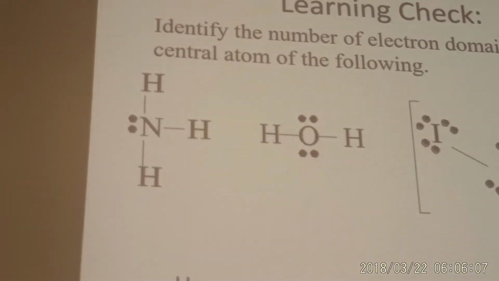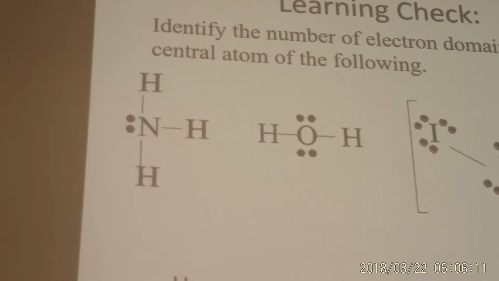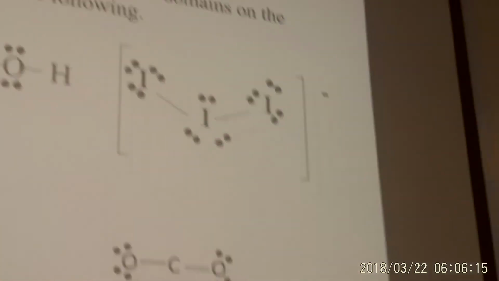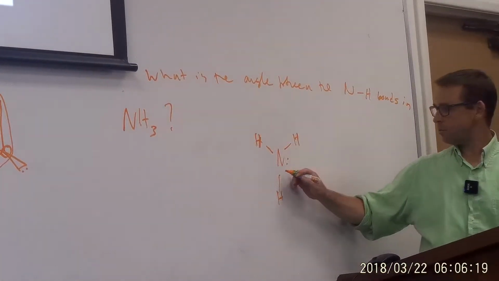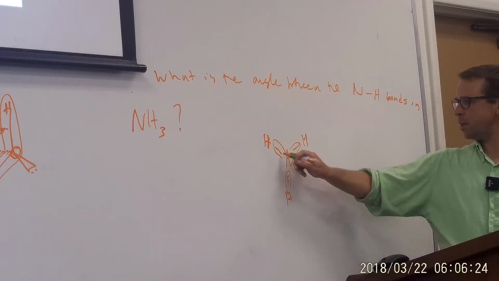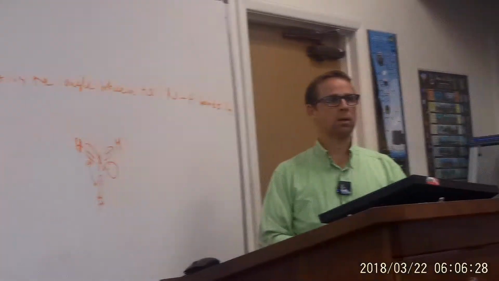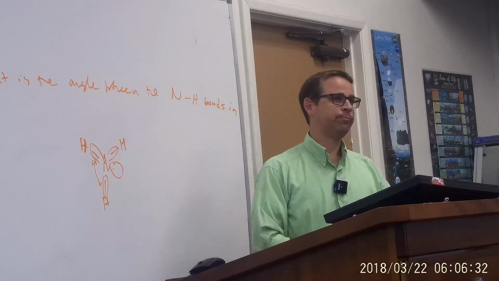What's that? Not one more hydrogen. I got the 3 hydrogens. At least I tried to. One more pair of electrons there, a non-bonding pair. So instead of 3 regions, there are now 4 regions of electron density. So the angle between those 2 nitrogen-hydrogen bonds is going to be what? 109.5. Okay, very good.